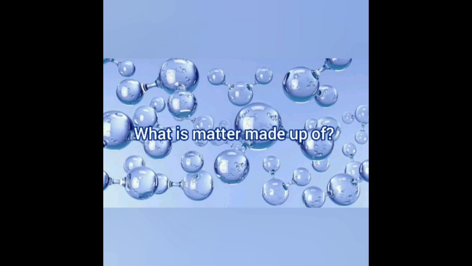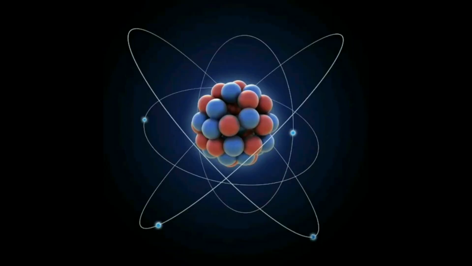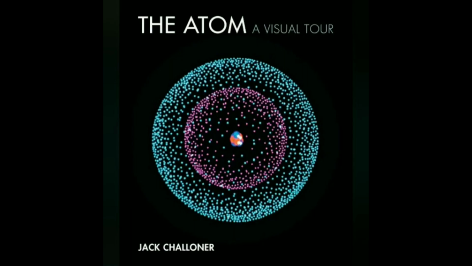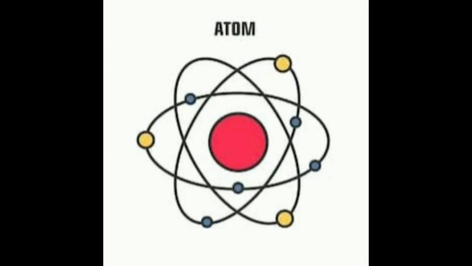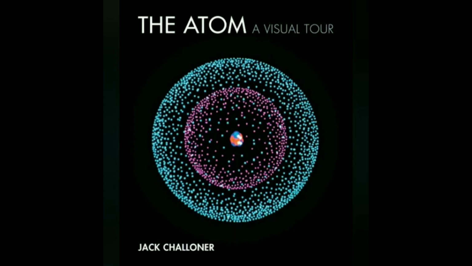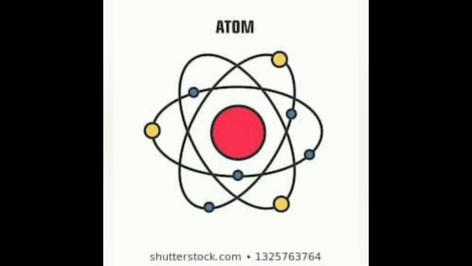A very big question mark. Matter is made up of atoms. Atoms are the smallest particles of matter. These atoms are very small particles. They cannot be seen with our naked eyes. We can see them only through a standard microscope.